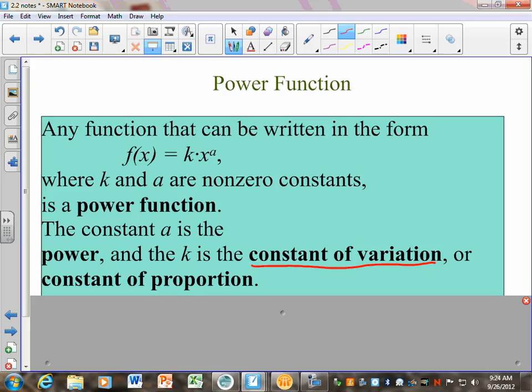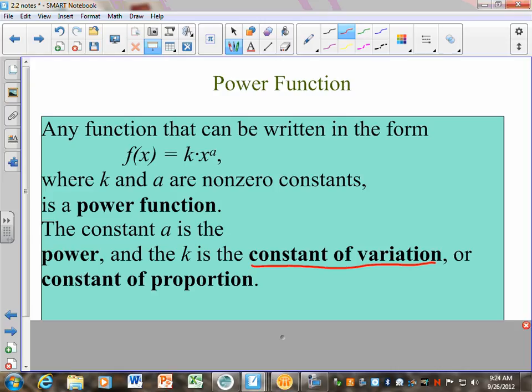But every time they give you a problem like that, the first step is you have to find that constant of variation. Sometimes that's called a constant of proportion. I usually say constant of variation. And that's why we're kind of throwing that in here, because of those problems. I really tried to shorten that, but there just wasn't a better way to do that.